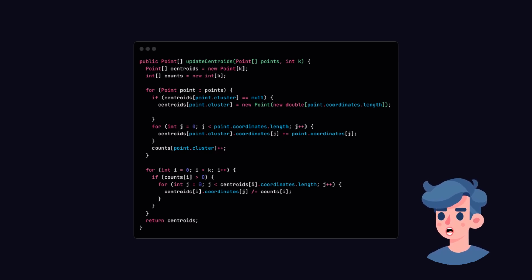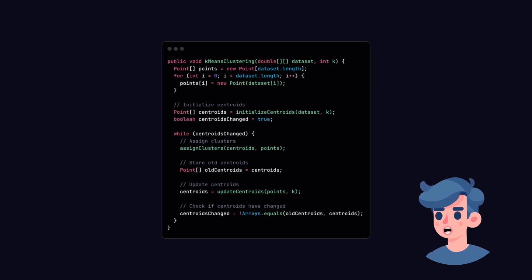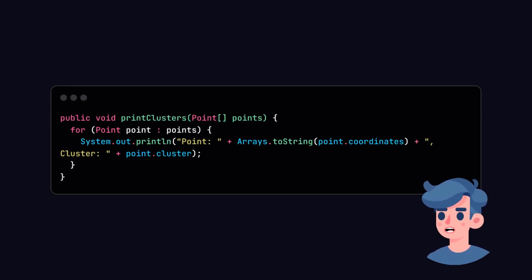Now that we have assigned clusters, let's implement the method for updating the centroids based on the current cluster assignments. The update method recalculates the centroids' positions based on the points assigned to each cluster. We'll also need a loop to run the algorithm iteratively until the clusters stabilize. In the k-means clustering method, we continuously assign clusters and update centroids until they no longer change, which means we have our final clusters. Now, let's visualize the results after clustering.